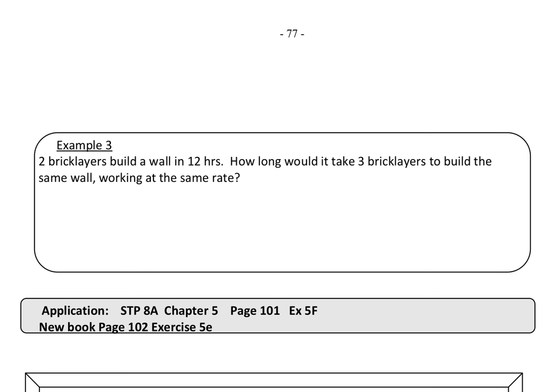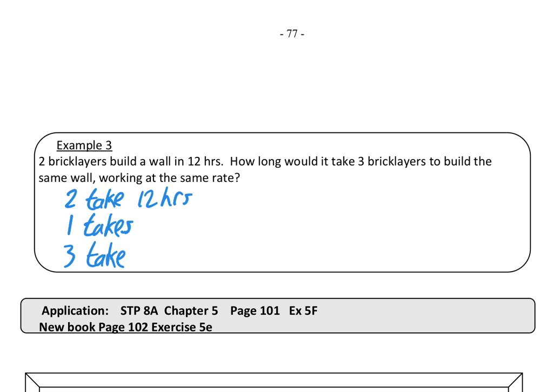Our last example is a very important one. It says 2 bricklayers build a wall in 12 hours. How long will it take 3 bricklayers to build the same wall? So I'll just say 2 take 12 hours. And the good way of doing this is always work down to how long it would take 1 bricklayer to do it, and then you can go on and find how long it would take 3.